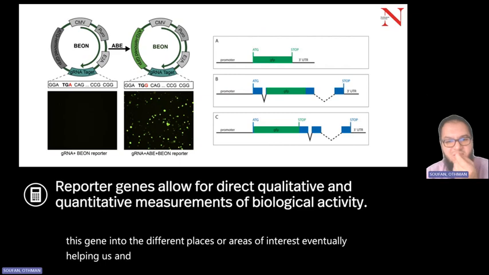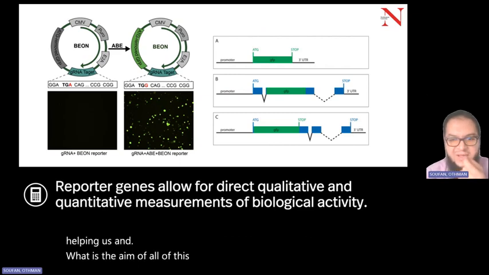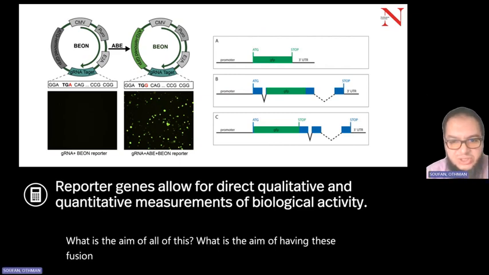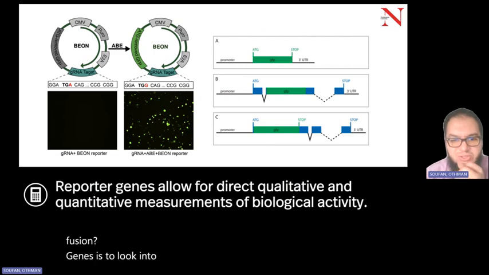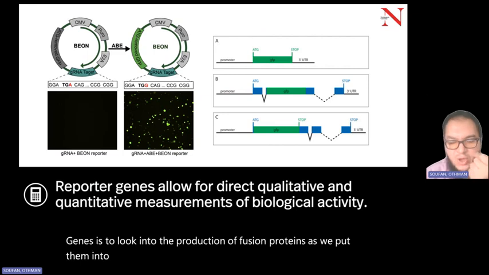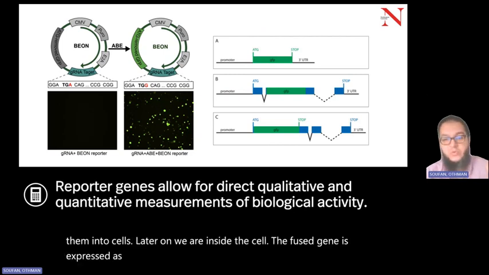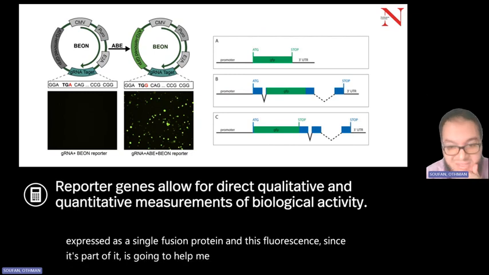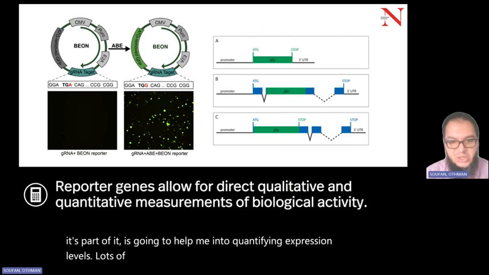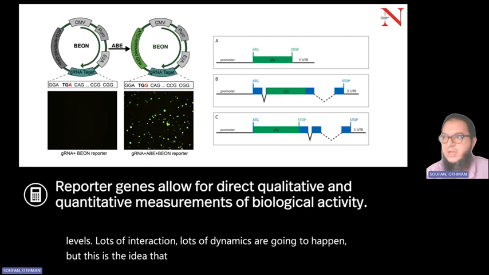And what is the aim of all of this? What is the aim of having these fusion genes? It is to look into the production of fusion proteins. As we put them into cells later on, inside the cell the fused gene is expressed as a single fusion protein. And this fluorescence, since it's part of it, is going to help me quantify expression levels. Lots of interaction and dynamics are going to happen, but this is the idea that we want to capture as part of understanding this.